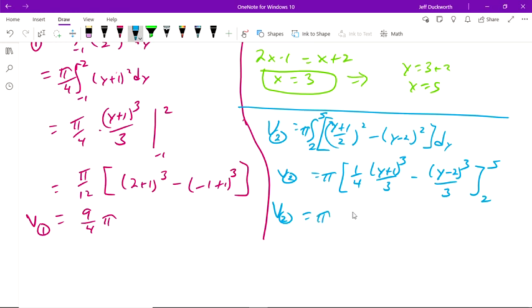All right, so evaluating at 5, this is 5 plus 1 cubed over 3 minus 5 minus 2 cubed over 3. And then we have a 2, so 1/4 times 2 plus 1 cubed over 3 minus 0. I'm not even worried about minus 0.